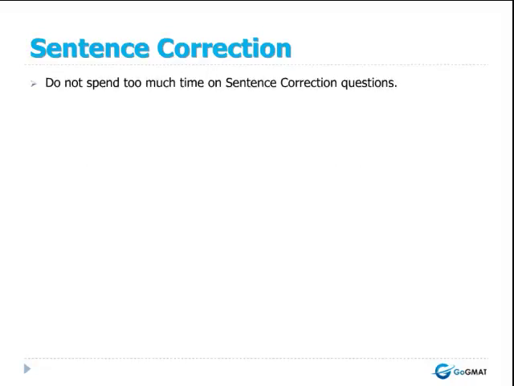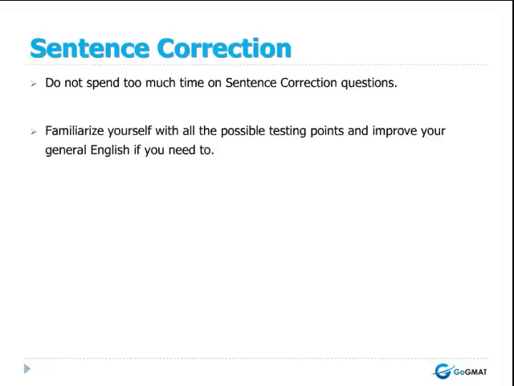Take care not to spend too much time on a single GMAT sentence correction question. Try to get your pace down to a minute or less for one question. The time you save may be valuable for other verbal questions. To make your work more time efficient, familiarize yourself with all the possible testing points and improve your general English if you need to.